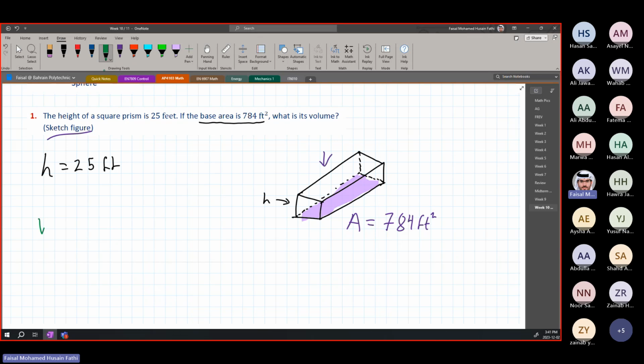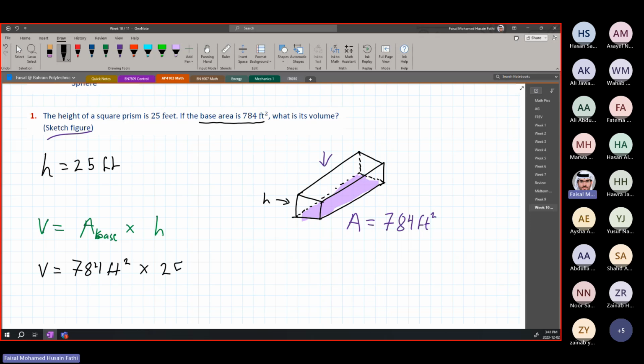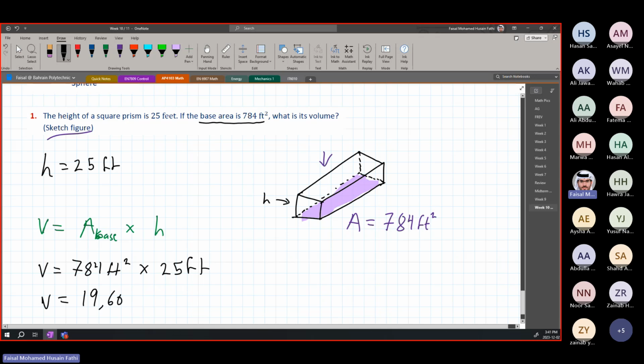Remember, volume, especially for prisms, is nothing but the area of the base times the height, the extension. In this case, 25. So the volume is simply going to be equal to 784 feet squared times 25 feet. Put that into the calculator, 784 times 25, which is 19,600 feet cubed.